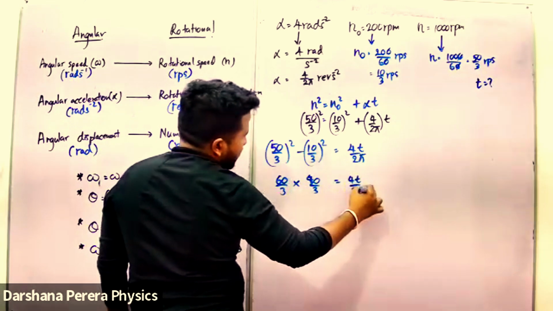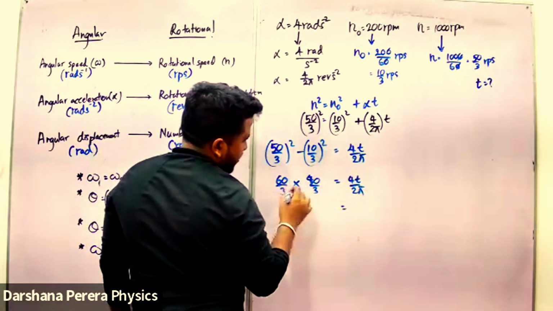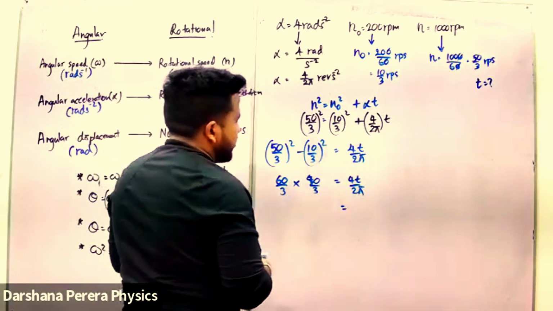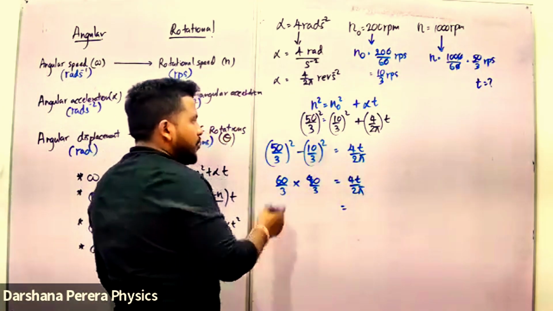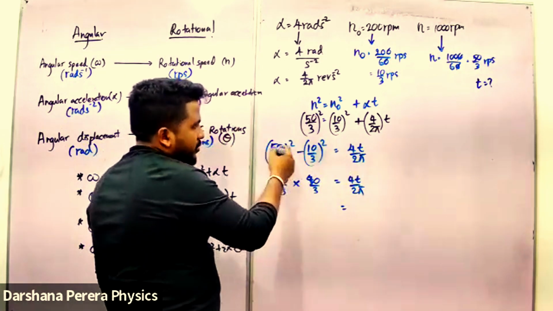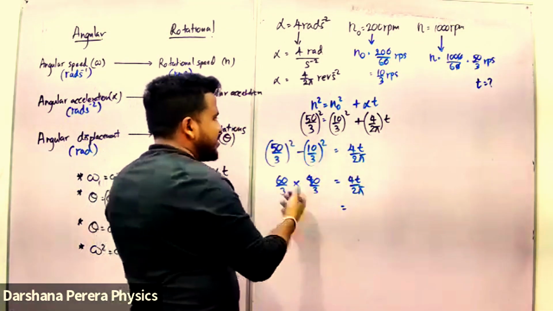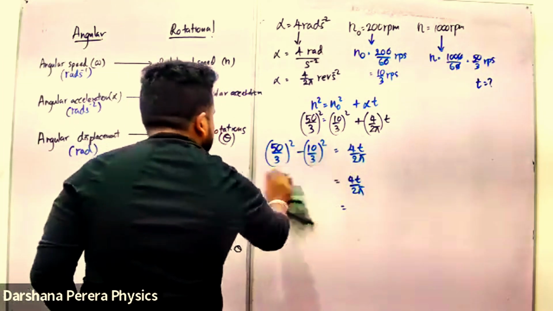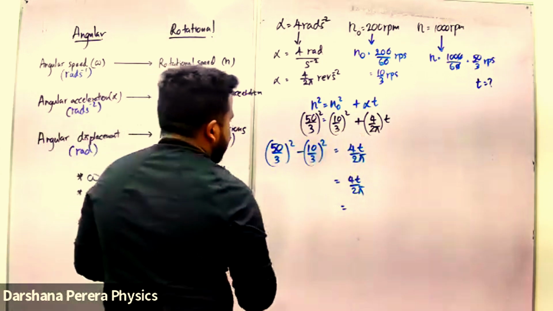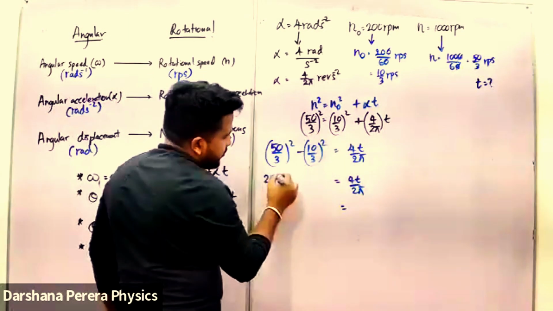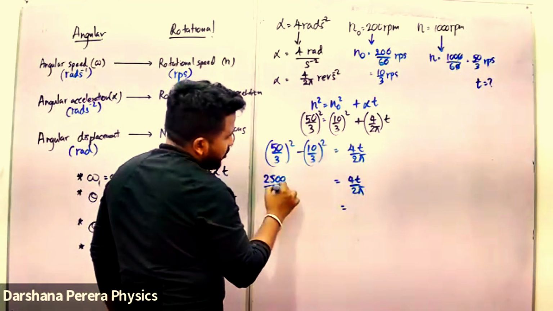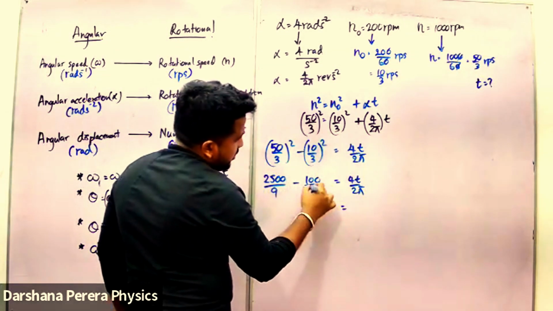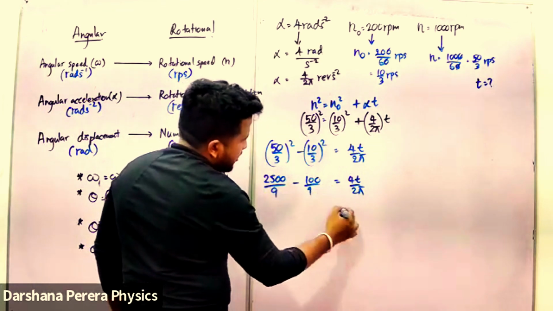Difference between these squares. There is no other way, that means we have to simplify, or you can use the simplification method. Anything you can take the value. I am using 2,500 over 9 minus 100 over 9. Simplify this one.